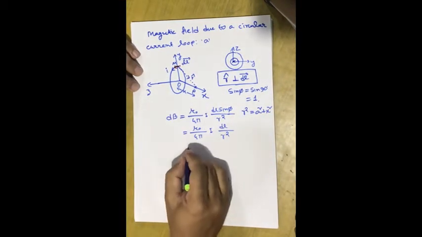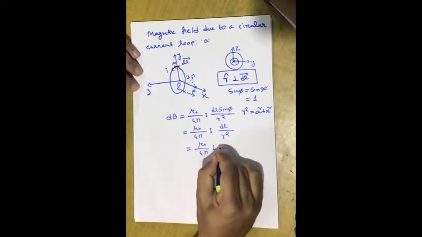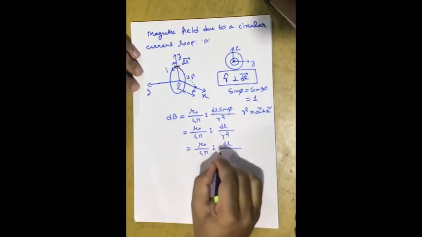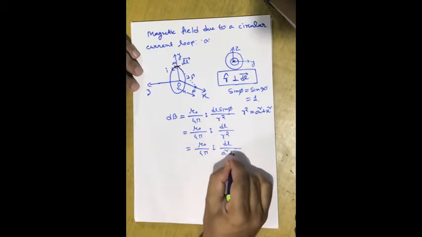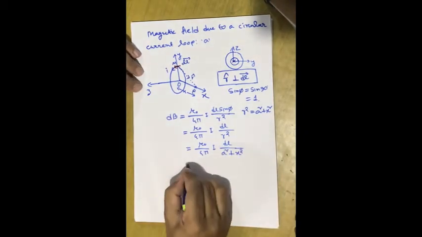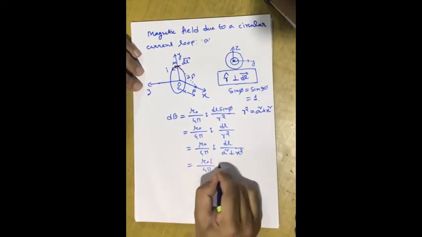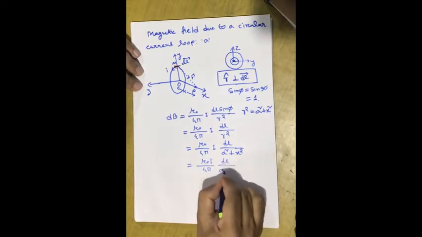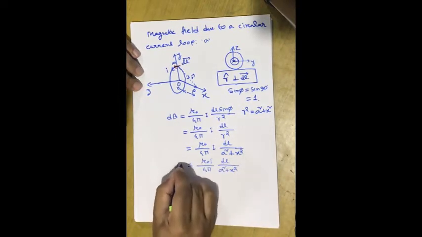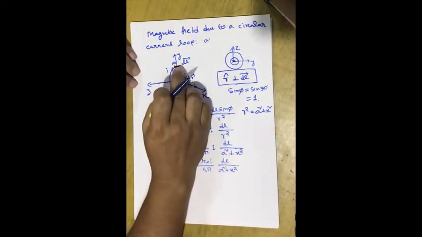So we can write mu naught divided by 4 pi, I dl, divided by A square plus x square. Finally we found the magnitude of the magnetic field as mu naught I dl divided by A square plus x square. This is the magnitude of the magnetic field at the point P due to the current element dl.